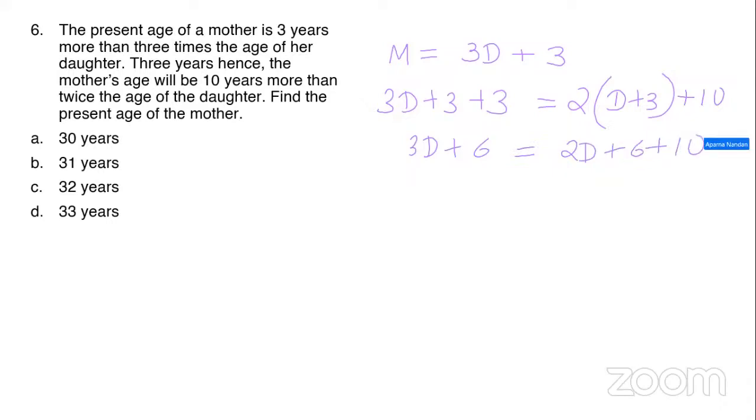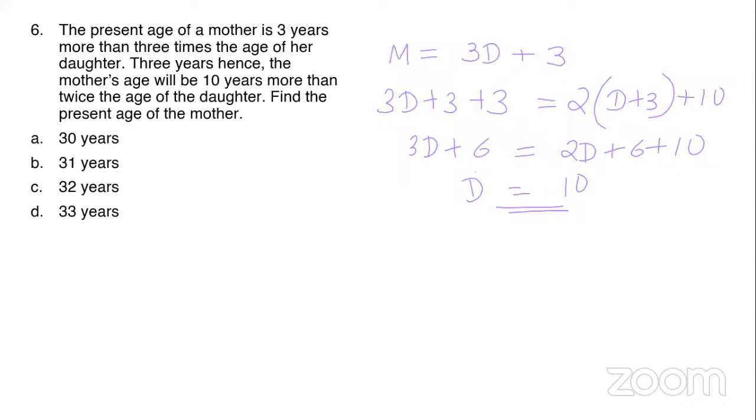So you can bring the Ds to one side and the numbers to the other side. When you bring 2D this side, it will be D. D will be equal to, when you bring 6 to the other side, it will be minus, so plus 6 and minus 6 cancel. So this will be 10. So the age of the daughter now is 10. Find the present age of the mother, that is the question.